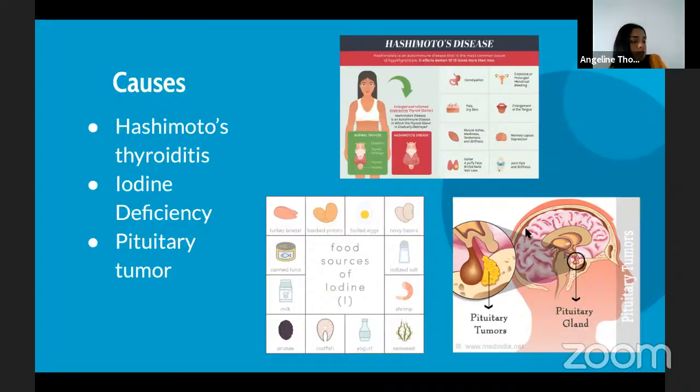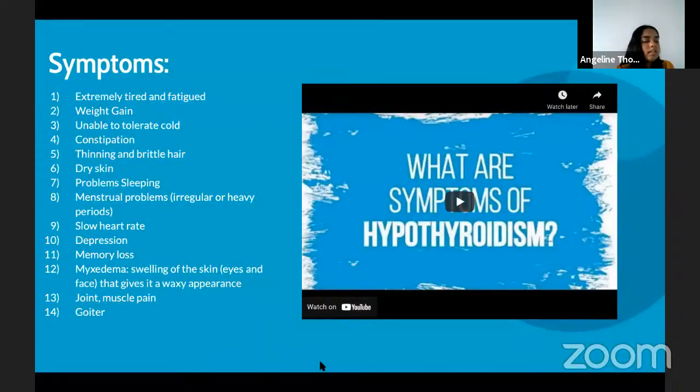This picture here is showing some symptoms, which we're going to talk about next. To delve deeper into these symptoms, I want to present a short video listing some of them.